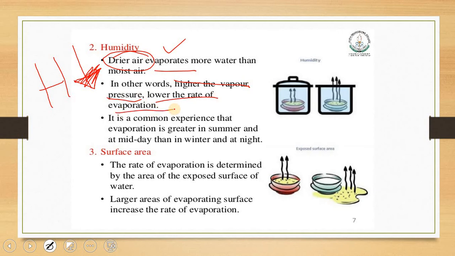So maksudnya makin lembab, makin basah udara sekeliling kita, makin lambatlah proses penyejatan evaporation. Makin tinggi humidity, makin lembab, makin basah, so makin lambatlah evaporation.